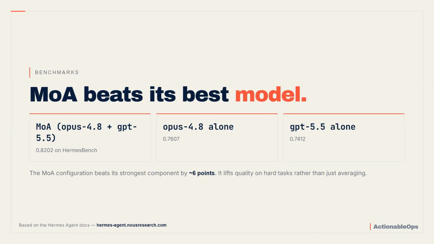The results speak for themselves. On Hermes Bench, a two-model MOA preset with Claude Opus 4.8 aggregating over a GPT-5.5 reference scores 0.82. That beats Opus alone by 6 points and GPT-5.5 alone by 8 points. The MOA configuration lifts quality on hard tasks rather than just averaging the two.